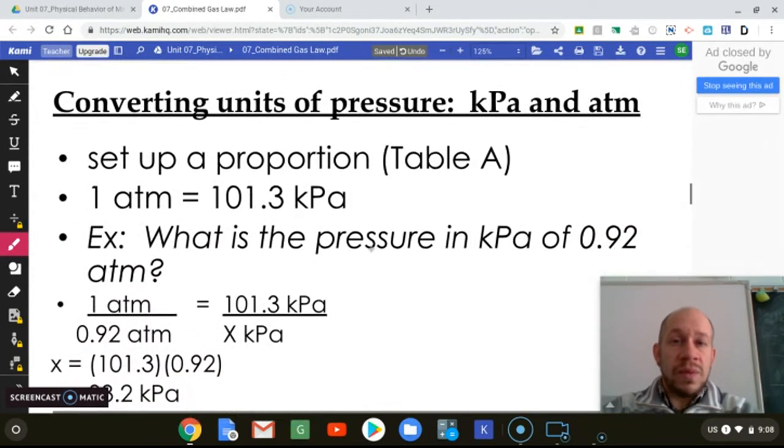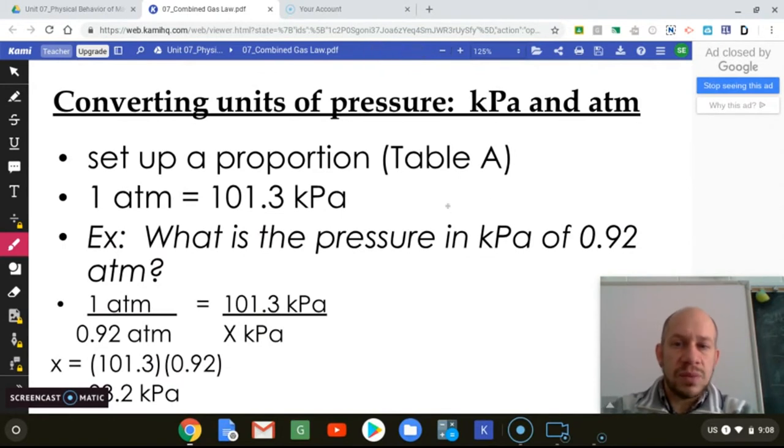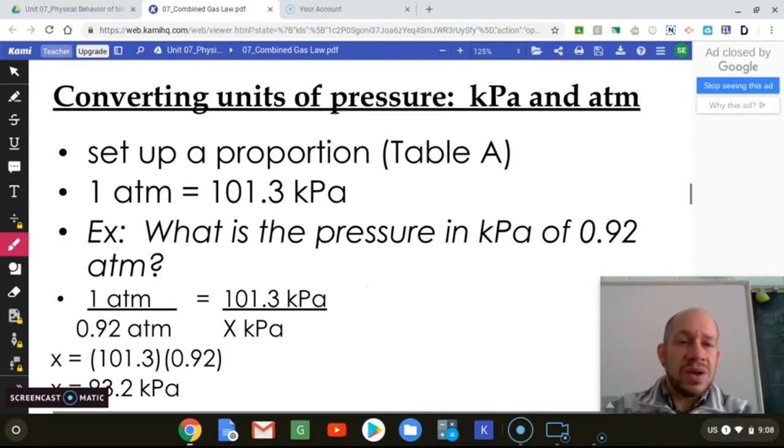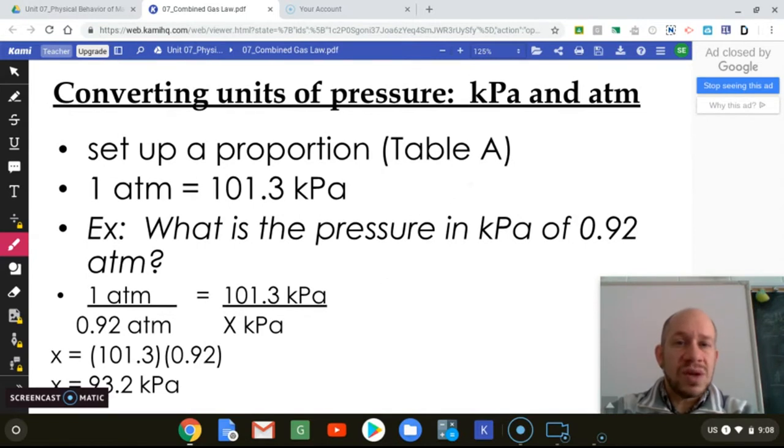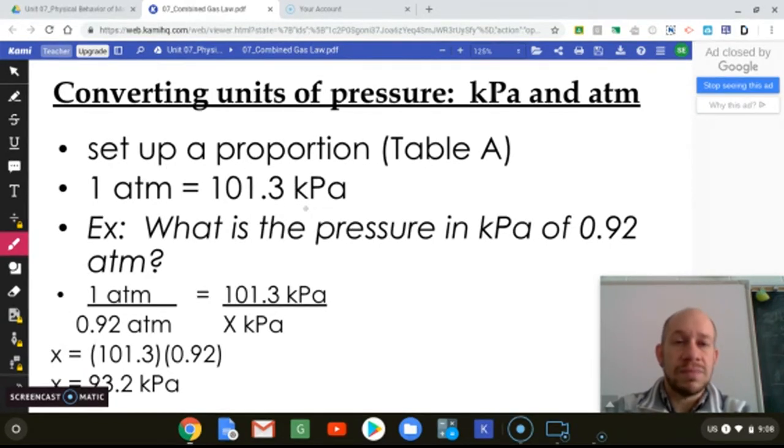Before you do that, you have to know how to convert between kilopascals and atmospheres to make sure everything's in the right unit. What you can do is just set up a proportion using Table A, because Table A says that 1 atmosphere is equal to 101.3 kilopascals. That's standard pressure.